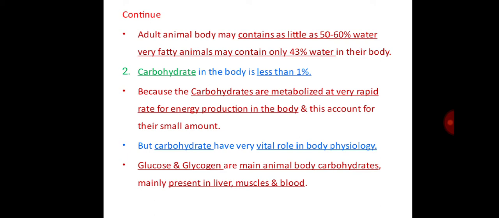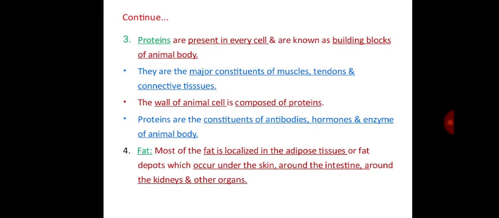And next one is carbohydrate. Carbohydrate in the body is less than 1% because it is used for energy metabolism. Because the carbohydrates are metabolized at a very rapid rate for energy production in the body, and this accounts for their small amount. But carbohydrates have a very vital role in body physiology. Hence, there is only 1% carbohydrate in the animal body. Glucose and glycogen are the main animal body carbohydrates, mainly present in liver, muscle, and blood.